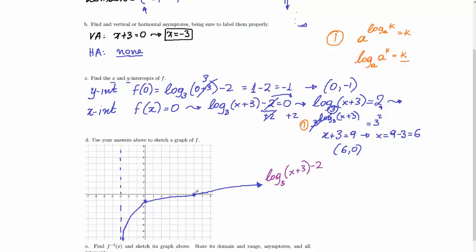Since the 6, 0 is a point of the initial function, then this means that 0, 6, that is the point right here, is going to be a point of the inverse. Since 0, -1 is a point of this function, then this means that -1, 0 will be a point of the inverse. And since x equals -3 is a vertical asymptote of the initial function, then this means that the line y equals -3 will be a horizontal asymptote for the inverse function.